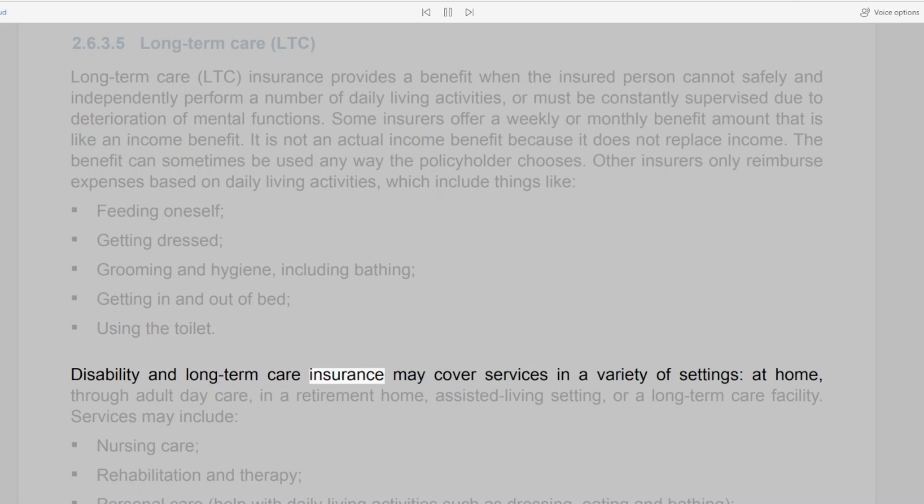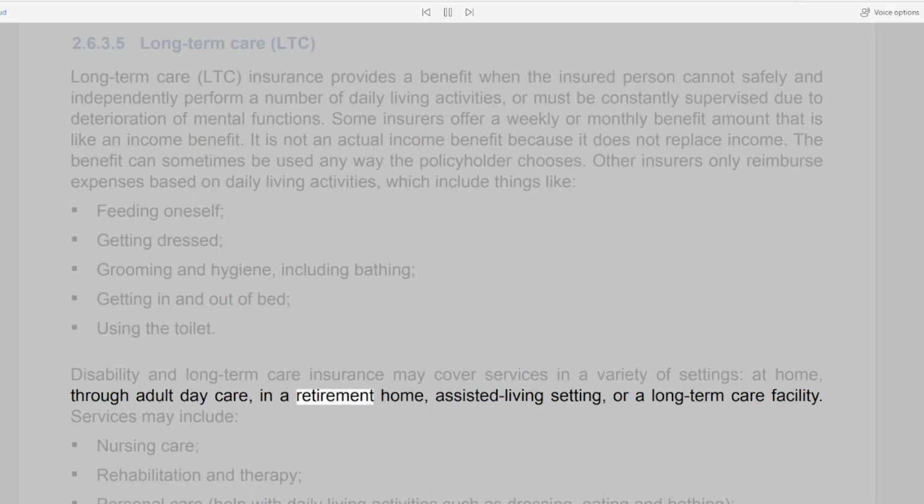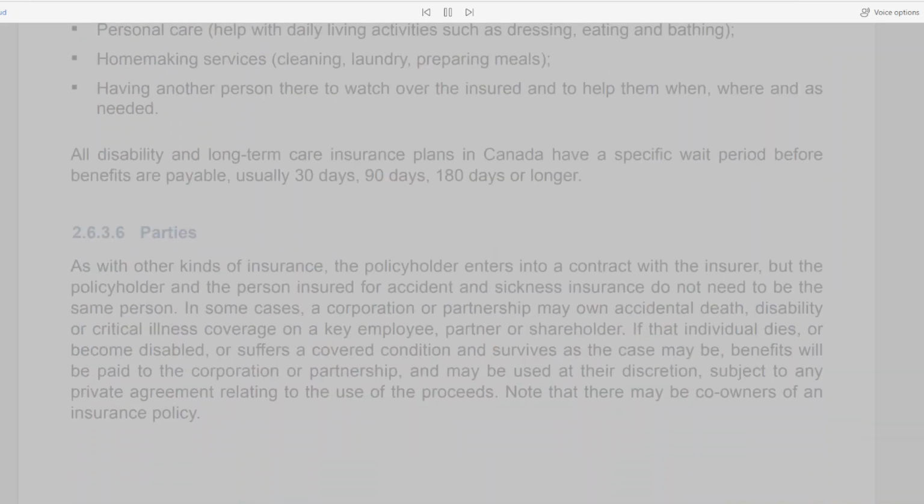Disability and long-term care insurance may cover services in a variety of settings: at home, through adult day care, in a retirement home, assisted living setting, or a long-term care facility. Services may include nursing care, rehabilitation and therapy, personal care, help with daily living activities such as dressing, eating and bathing, homemaking services, cleaning, laundry, preparing meals, and having another person there to watch over the insured and to help them when, where and as needed.